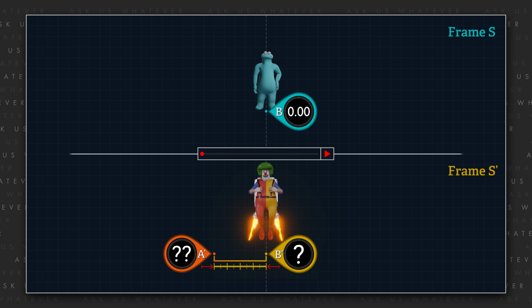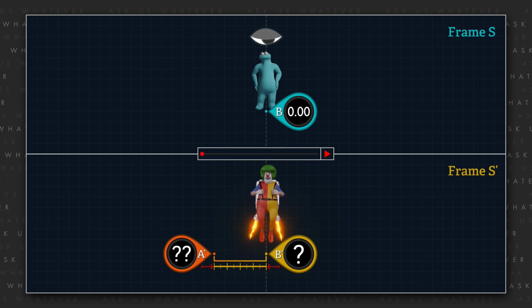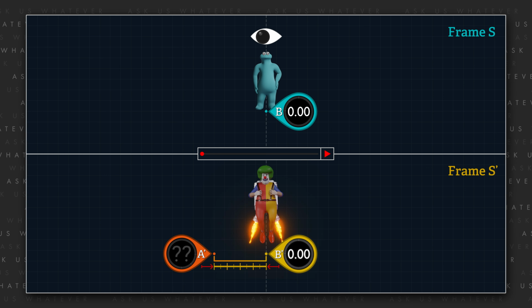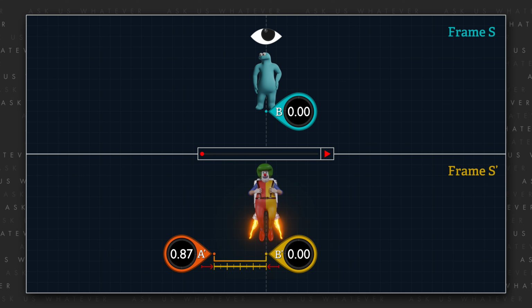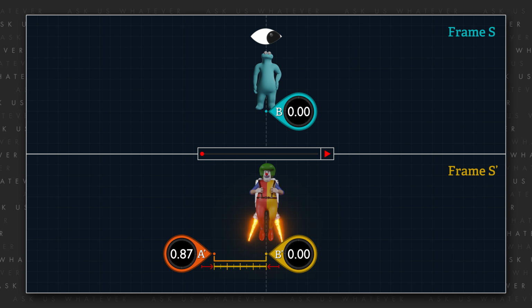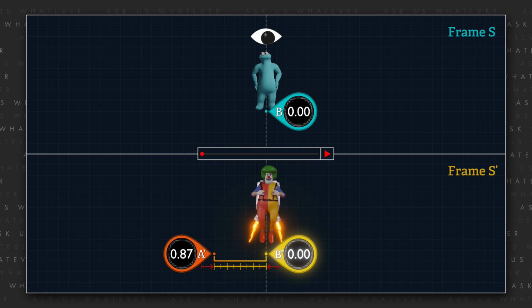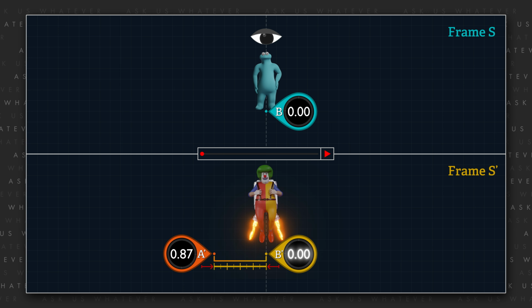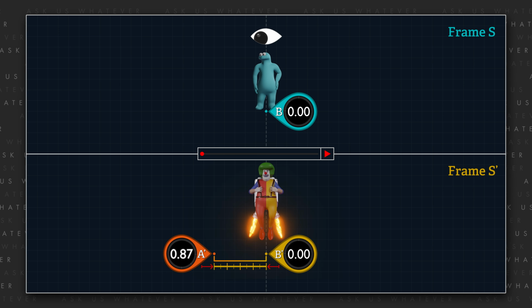We learned that from the perspective of frame S, the reading on clock A prime will be ahead of clock B prime by about 0.87 seconds prime due to Einstein's clock synchronization protocol. See episode 7.2 if that's not clear. And so when clock B prime is aligned with clock B, clock B prime will report a reading of 0, and clock A prime will report a reading of 0.87 seconds prime.